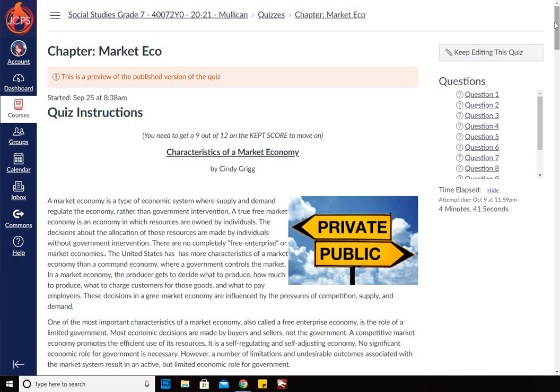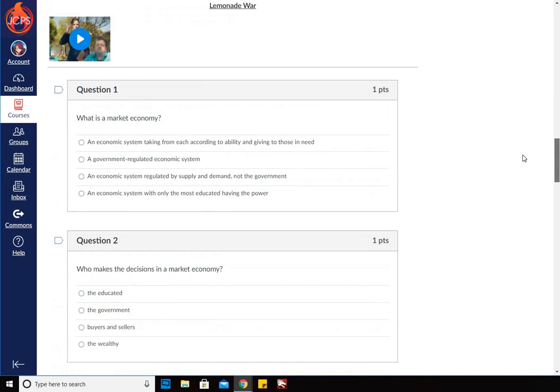Chapter, market economy. First question, what is a market economy? And the options are an economic system taking from each according to ability and giving to those in need, a government-regulated economic system, an economic system regulated by supply and demand, not the government, or an economic system with only the most educated having the power.